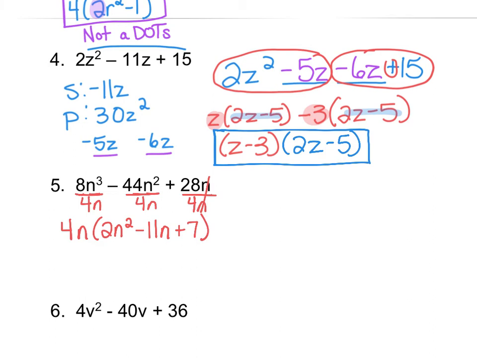So this is not a perfect square trinomial, so we would need to do sum and product. So I need something that adds to negative 11n and multiplies to my two outside terms of 14n squared. So I've got 1 and 14. There's no way to add those together to get 11. And I've got 7 and 2. There are no ways to add those together to get 11.